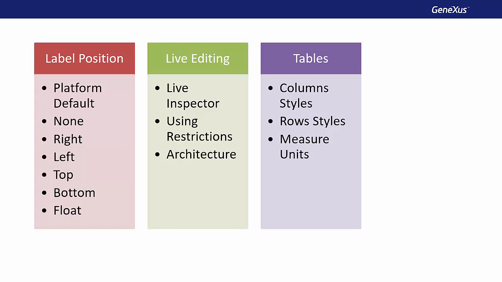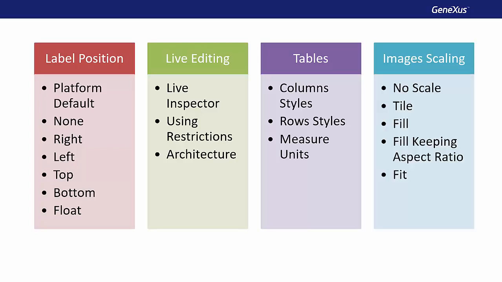Regarding tables, we saw how to specify the styles of the columns and rows. We talked about measurement units, dip, percentages, and the value PD, platform default, for rows. And finally, we talked about image scaling and its different values: no scale, tile, fill keeping aspect ratio, and fit.